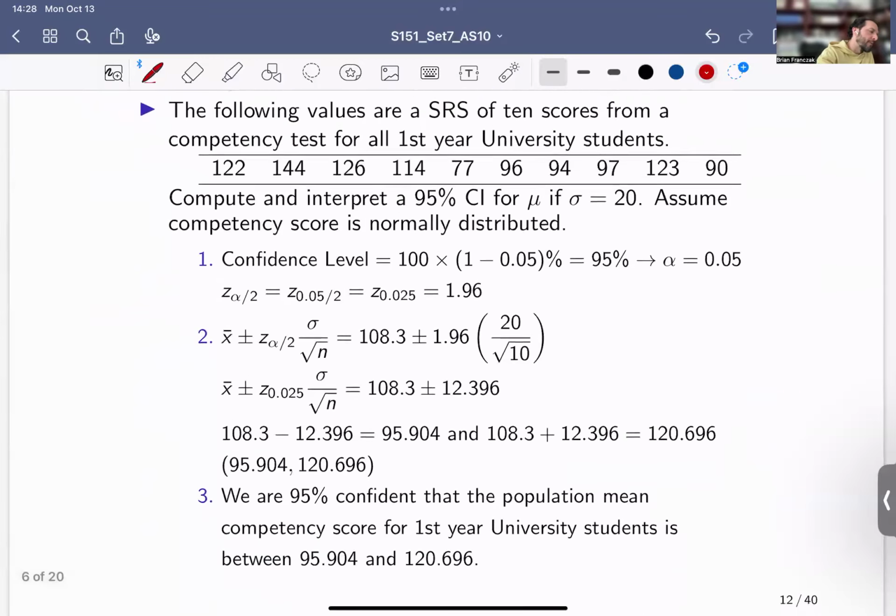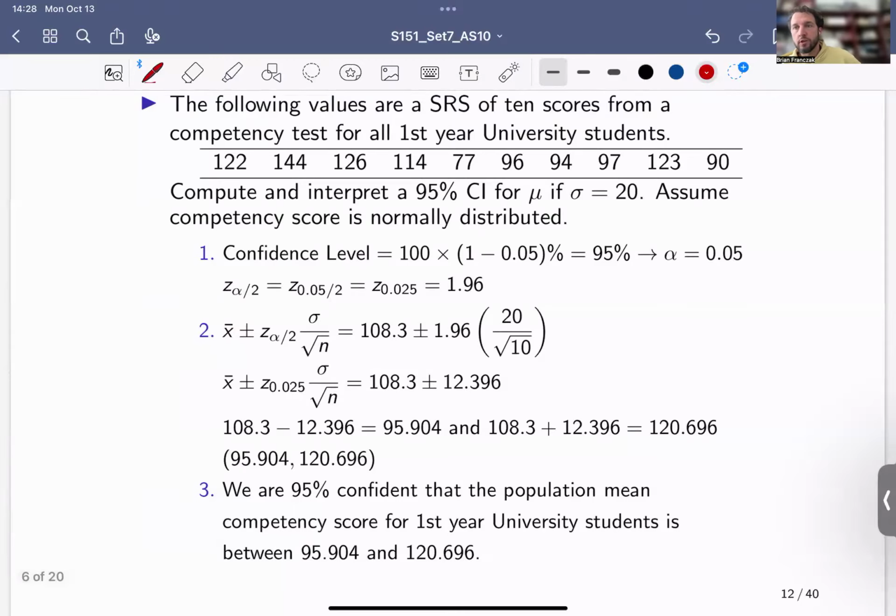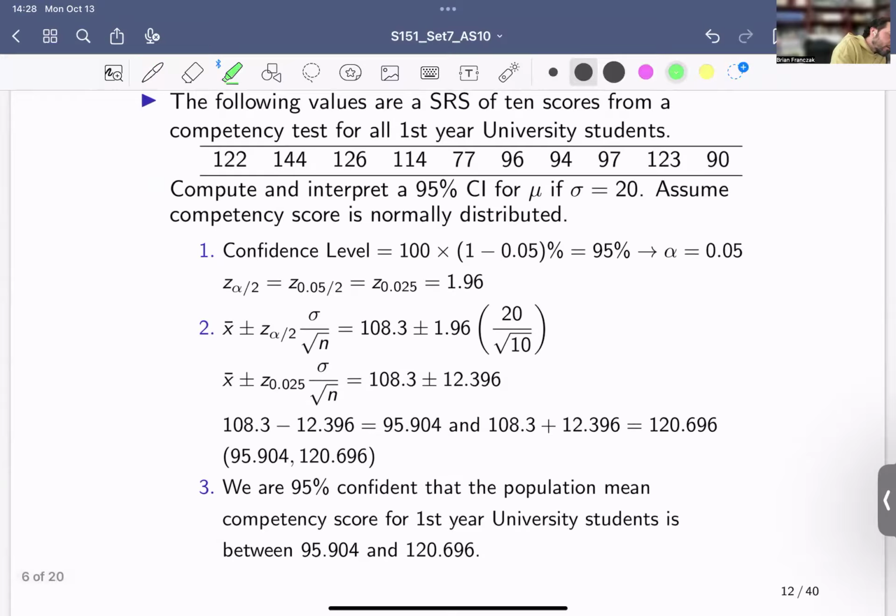So for example, returning to the illustration that we had just looked at. We have a simple random sample of 10 scores from a competency test of all first-year students. In this illustration, we are told to construct and interpret a 95% confidence interval if sigma equals 20. So notice here, we are given sigma.